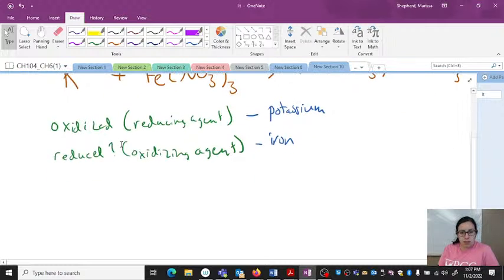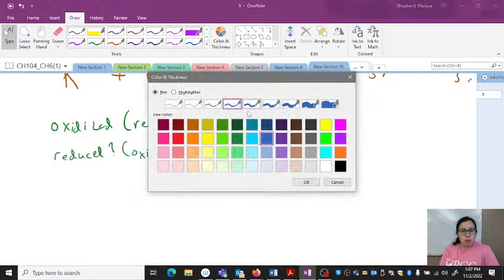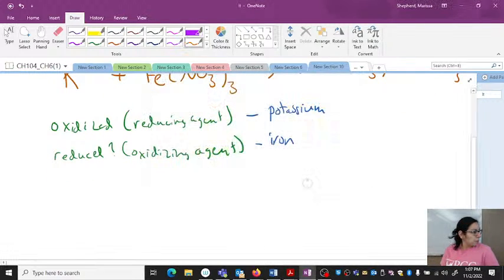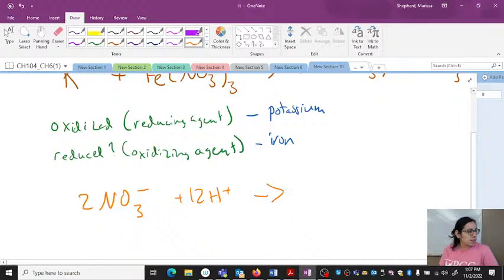Let's try another kind of weird looking example. So let's try this one. You have this nitrate plus acid gives you nitrogen and water.